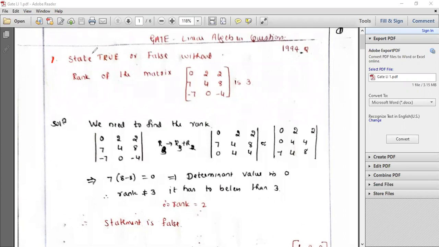Let's start with today's discussion. It's about the linear algebra questions which appeared in the GATE examination. So I will take this question. It is from 1994. This question appeared: state true or false, actually without actual calculation. The rank of the matrix, this given matrix, is 3. So they have given that the rank of the matrix is 3. We have to check whether this statement is true or false.